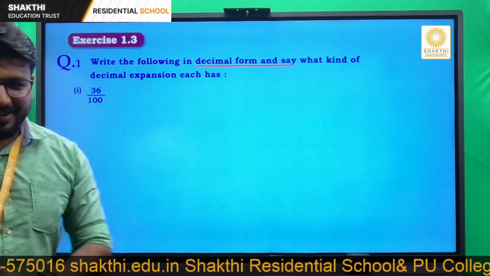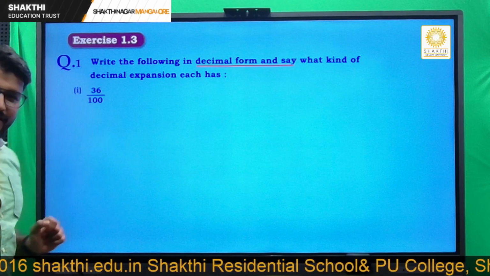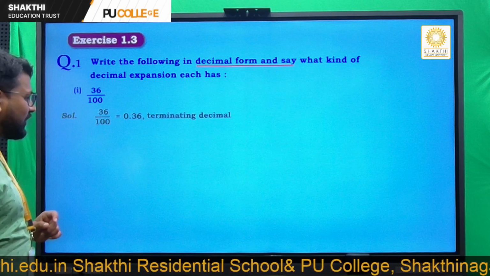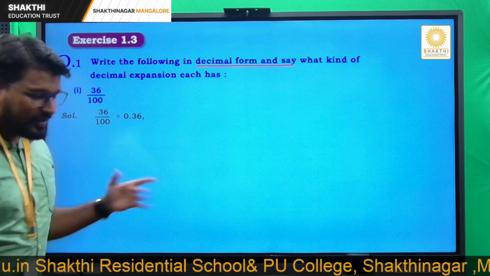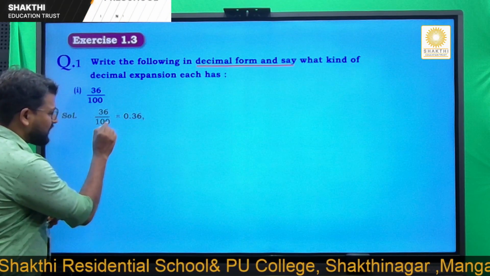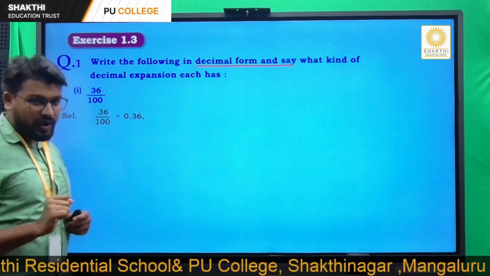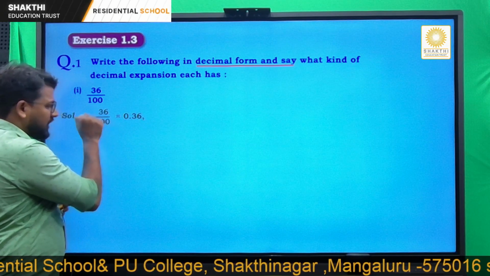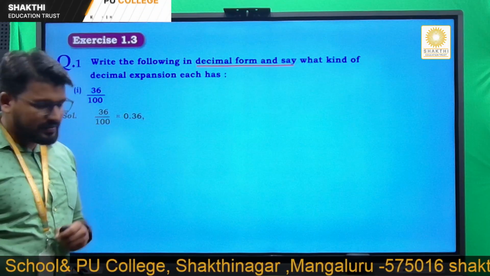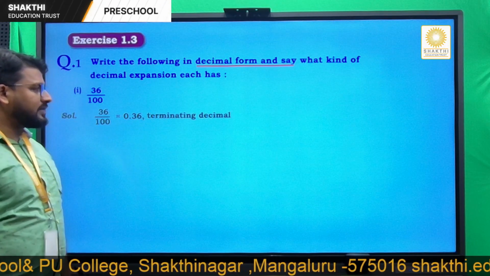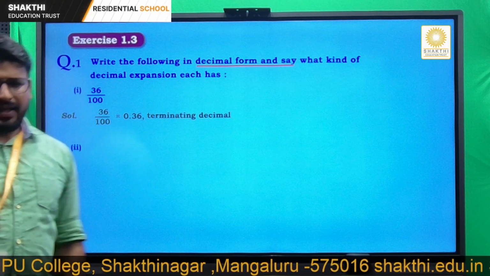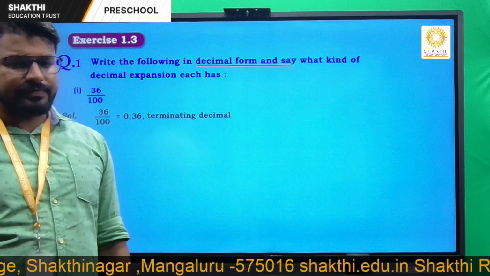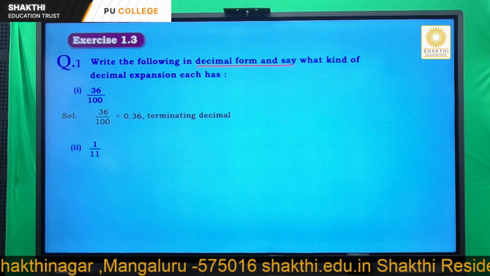Yes, you're right. 36 by 100 can be written as 0.36, isn't it? Because you all know that whenever you have two digits in the denominator, that is 100, you have to keep the decimal point just after the two digits. That's 0.36 and it is a terminating decimal. I just want to know whether it's terminating or non-terminating. That's all I want. Well, the next one is 1 by 11.